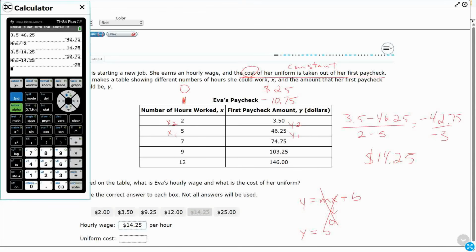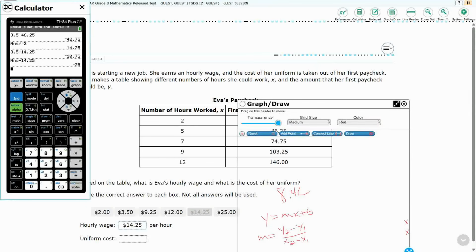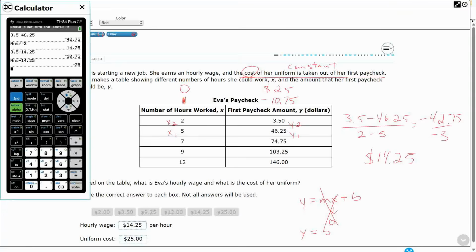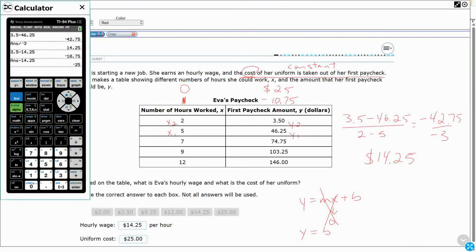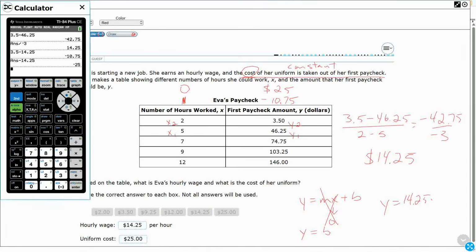And it takes her 2 hours just to earn anything, but then after that, it initially gets better. So it's a $25 uniform cost. So our equation, if they asked for it, would be y equals 14.25x minus 25. So our y-intercept, if we were to graph this, would be way down here. And would go like this.